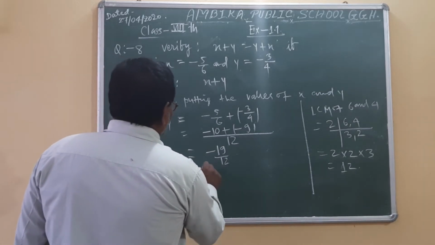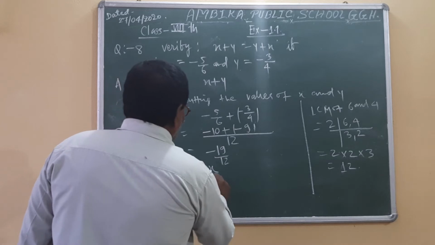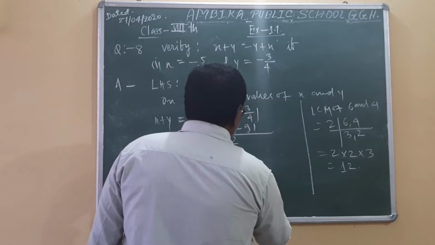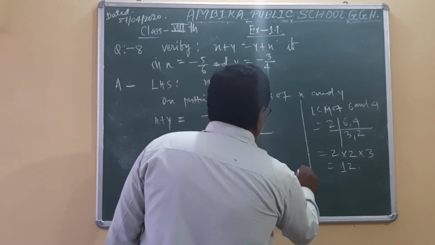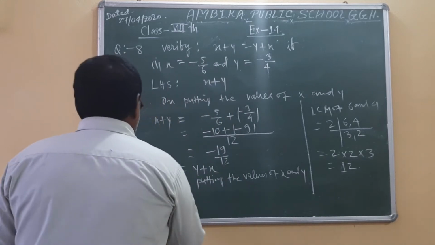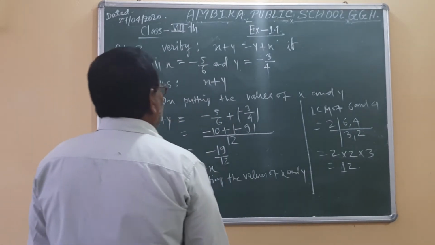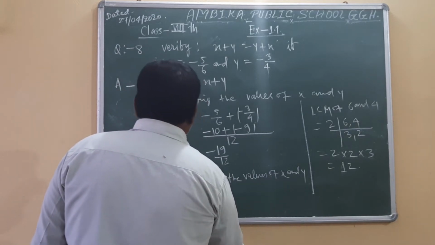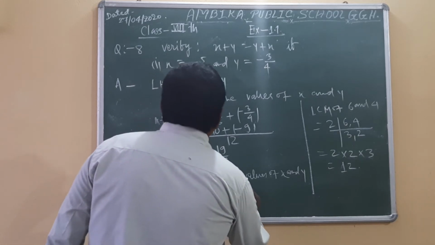Now RHS is equal to y plus x. On putting the values of x and y, it is equal to minus 3 by 4 plus minus 5 by 6.